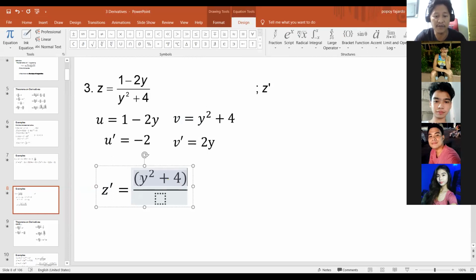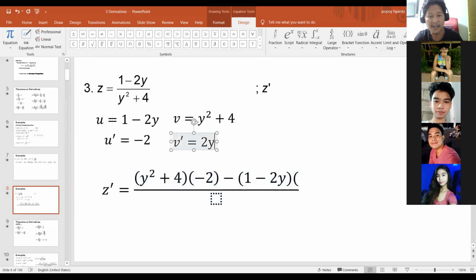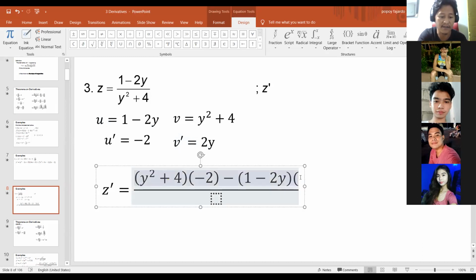So derivative ng ating nasa taas, derivative ng ating numerator, which is itong negative 2. Lagyan natin siya dito. And then minus. Kukopyahin naman natin yung ating numerator, which is 1 minus 2y. Kopya. And then multiply with the derivative ng ating denominator. Ito si 2y. So lalagay natin siya dito.